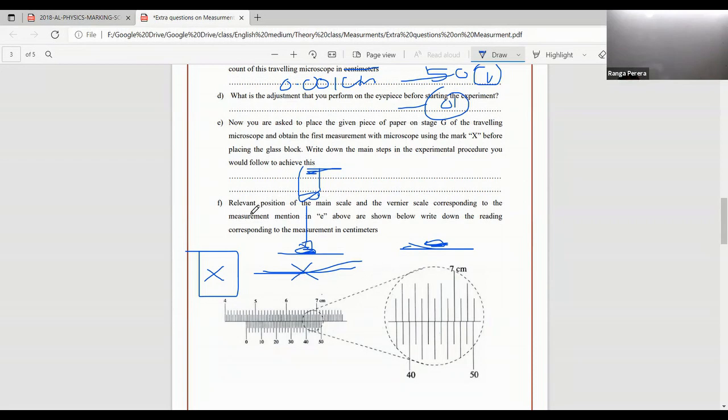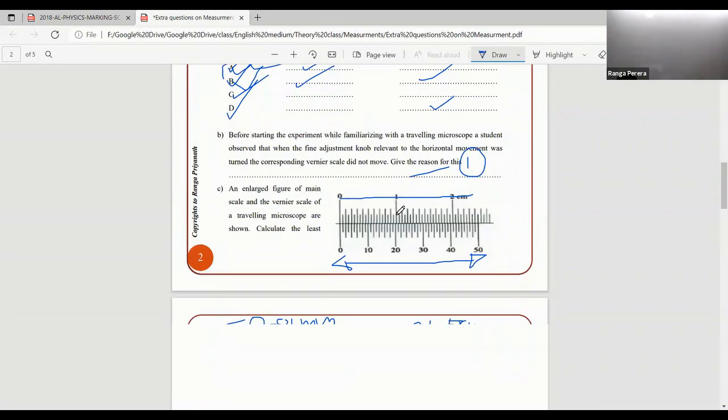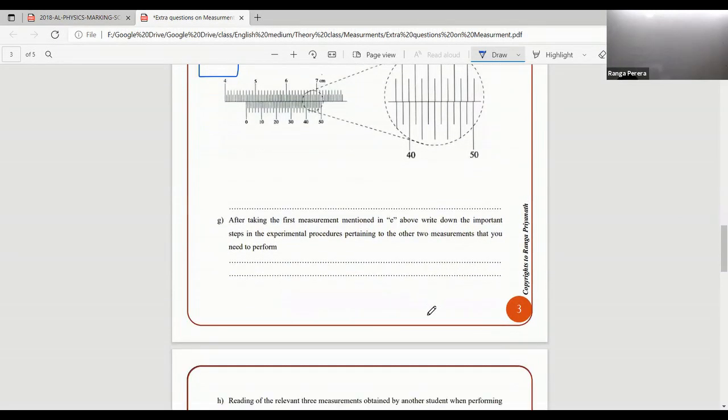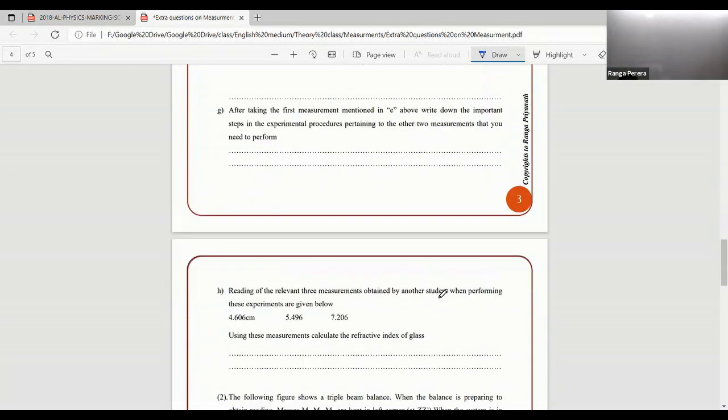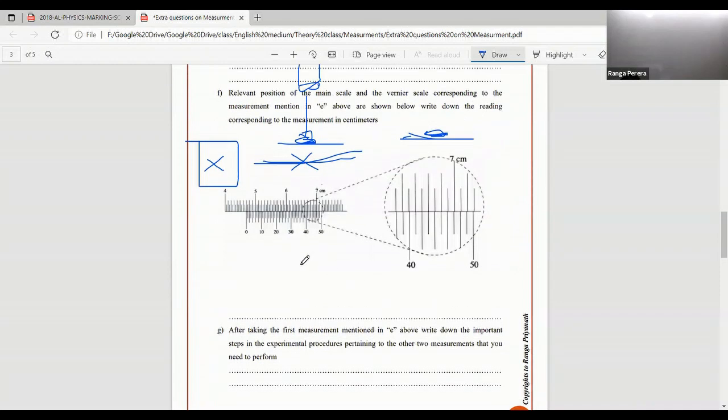Just write the steps under that. Unlock the microscope. Normally it is locked. How to unlock it? We have a locking screw here. You can unlock it. Unlock the microscope and adjust the microscope until an image of X is seen.